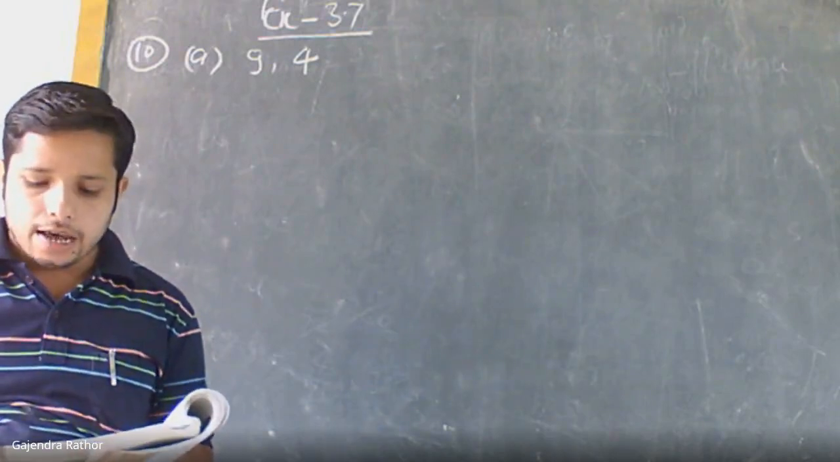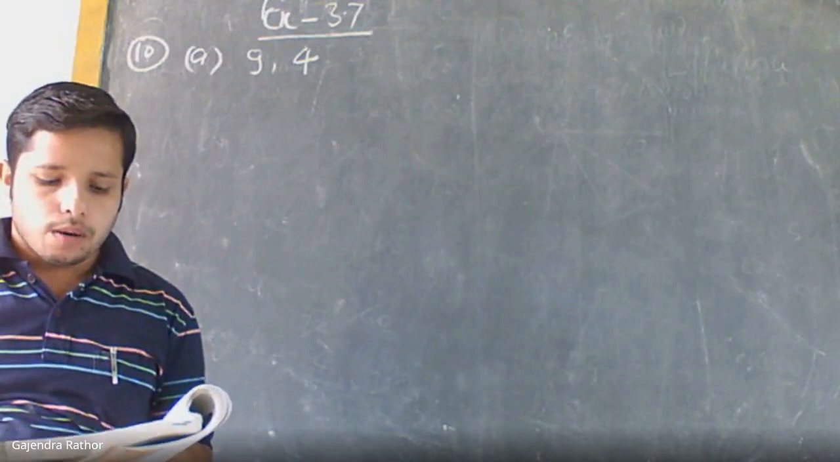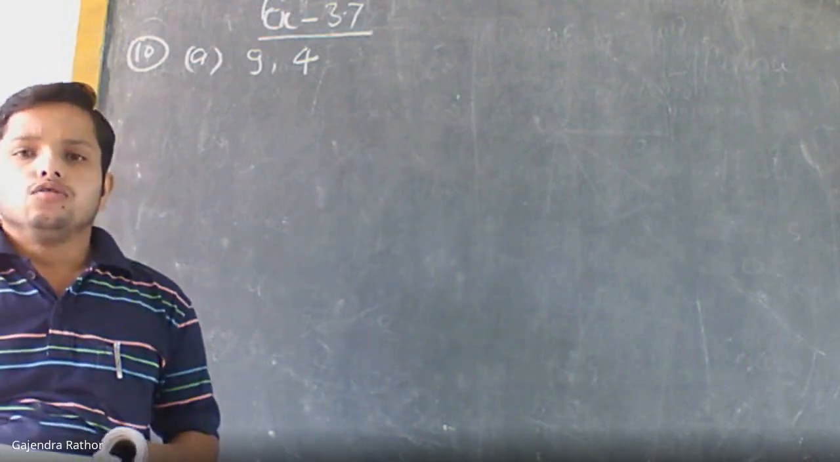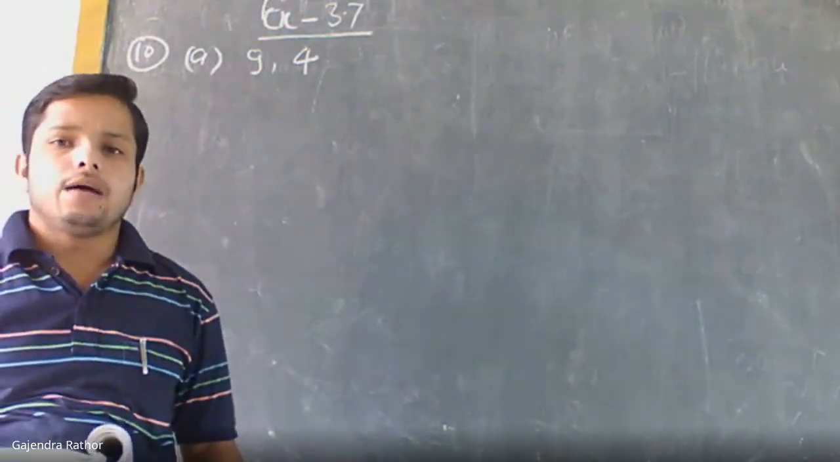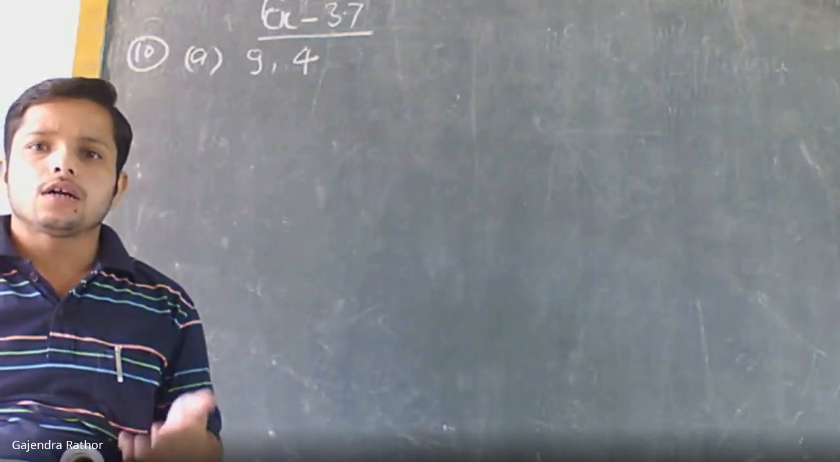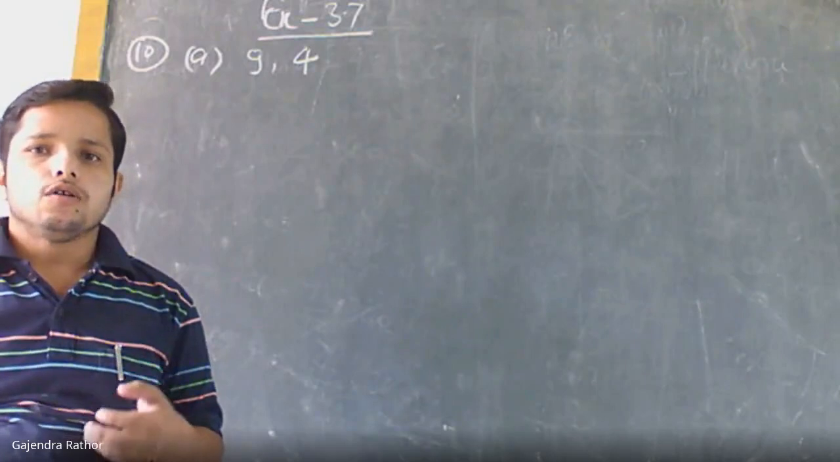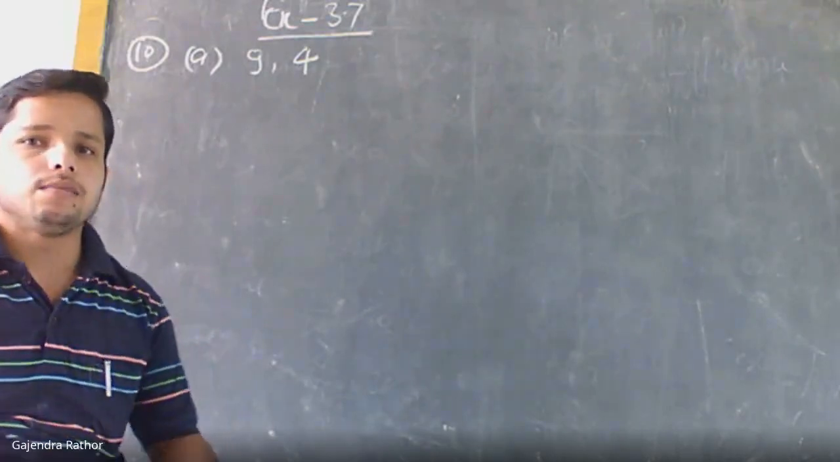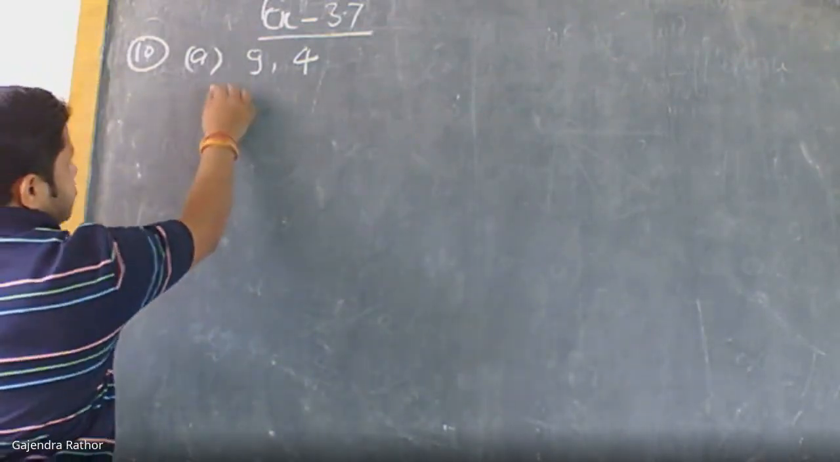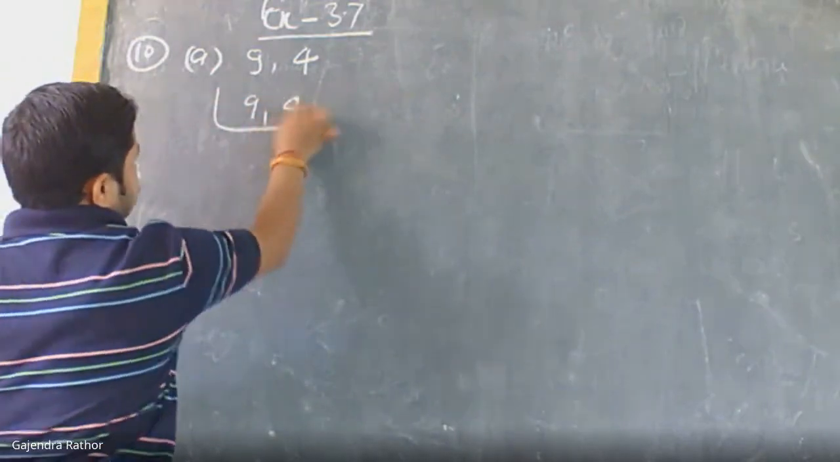Is each LCM the product of the two numbers in each case? So after finding the LCM, we need to observe, is there any other property? Is the LCM the product of the two numbers? So we will see after finding the LCM. First find the LCM of 9 and 4.